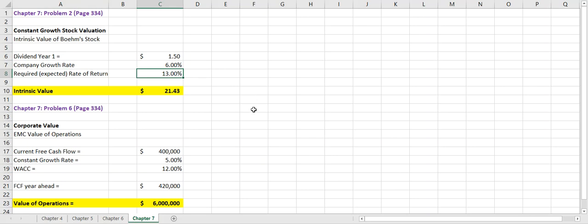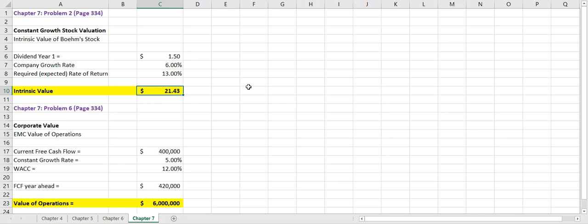Well, the current stock value is to take that dividend and divide it by the difference between the expected return and the growth rate of the company. So $1.50 divided by 13% minus 6%, or 7%, $1.50 divided by 7%, meaning that the intrinsic value means that stock is worth $21.43 today.